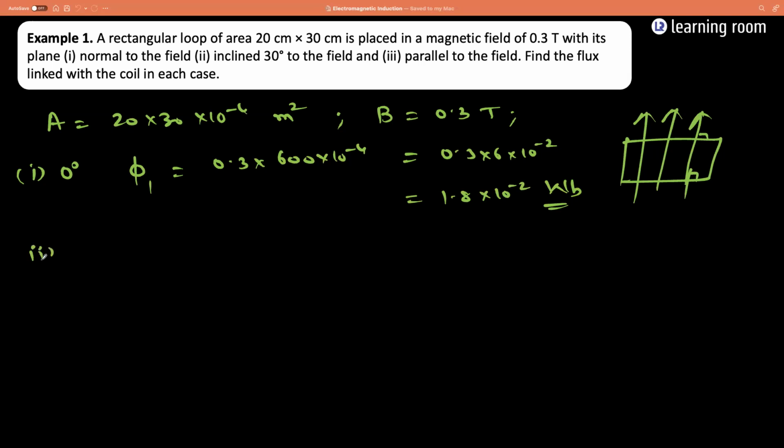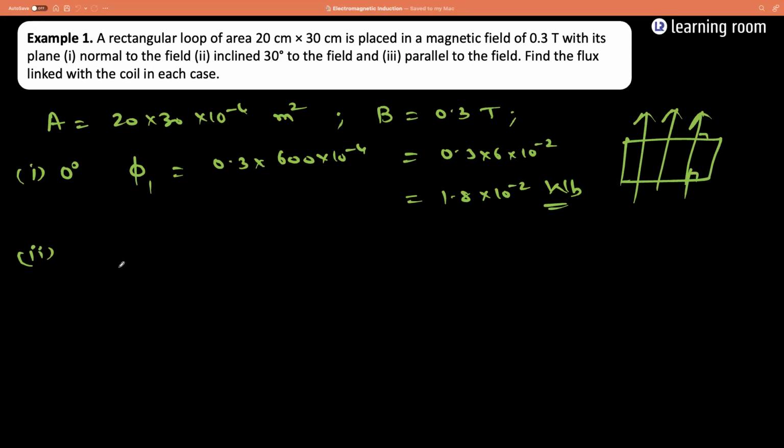Second, the coil is inclined at an angle 30 degree to the field. When the coil is inclined at an angle 30 degree with the field, what will the area vector be inclined to? It will be 90 minus 30, which is going to be 60 degrees. Right? When you take 60 degree, what are you going to get the answer as?